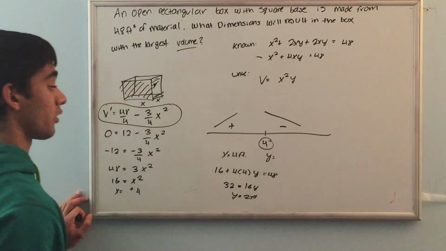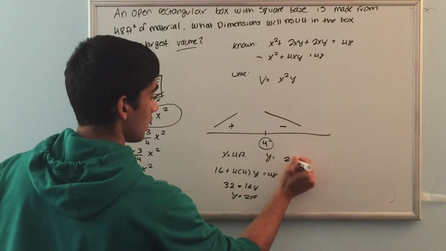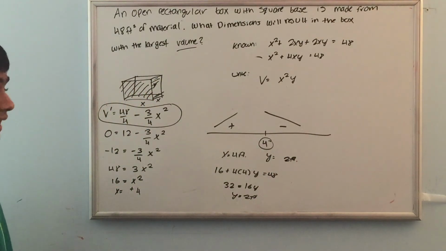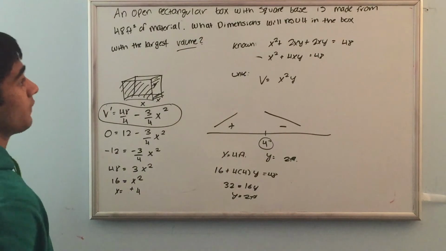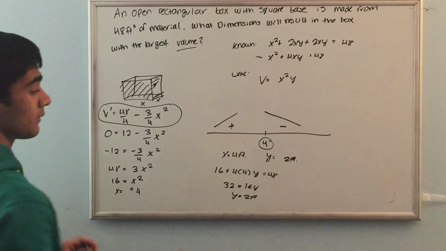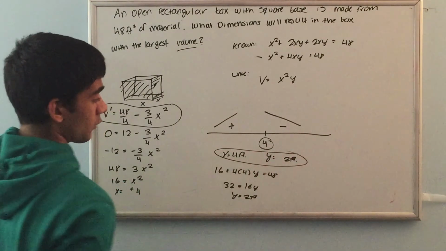So at x equals 4 feet and y equals 2 feet, the volume of the box is maximized given the constraint that the surface area of the box is 48 feet squared. So again, that is our answer.